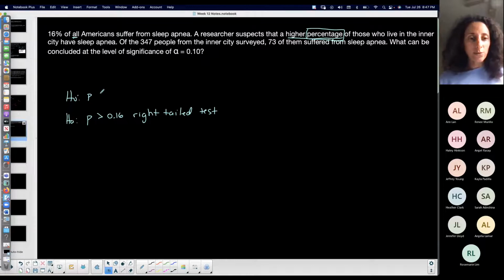What's my null hypothesis? What goes here? Equal. Yep, and I'm not changing the value. It's still 0.16. That's the value I'm comparing everything to. But now, I want you to tell me what this means. P greater than 0.16. What does it mean in words?